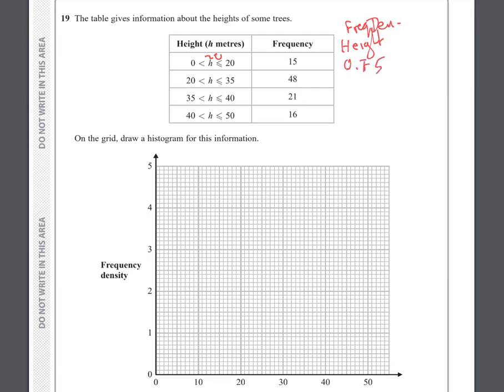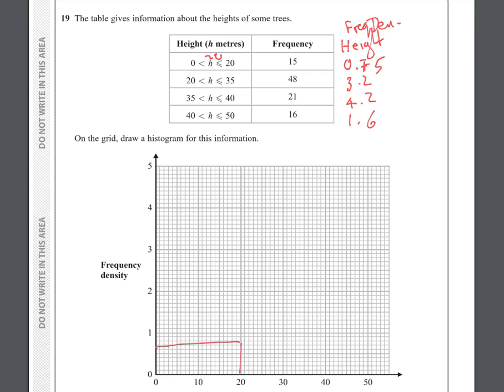0.75. We can do that for each of them, so 48 divided by 15 is 3.2, 21 divided by 5 is 4.2, and 16 divided by 10 is 1.6. And we plot all of those, starting with 0.75 between 0 and 20.